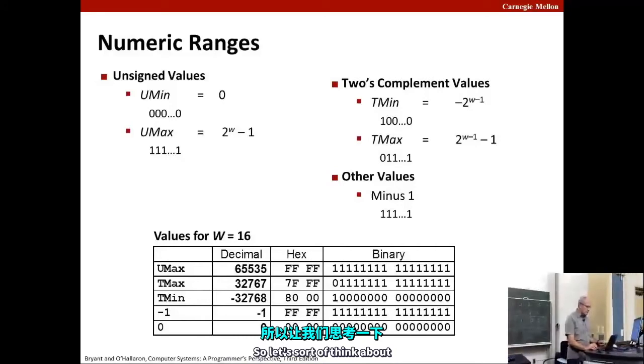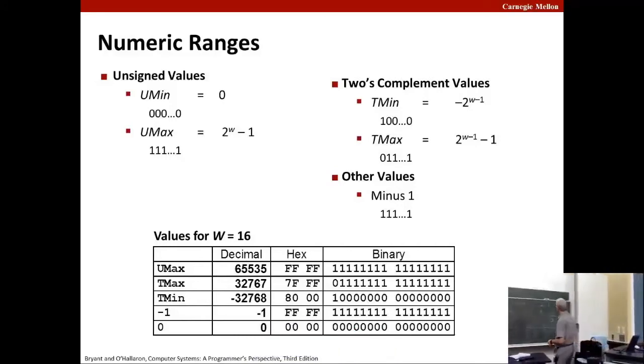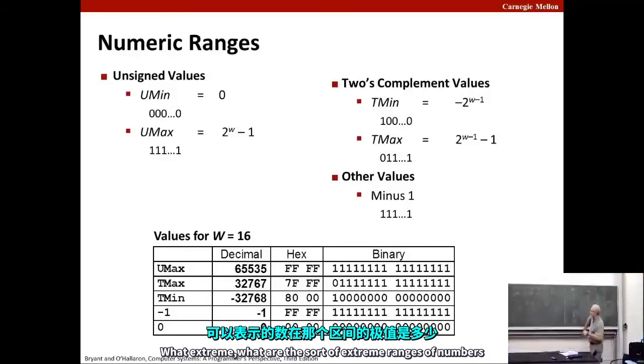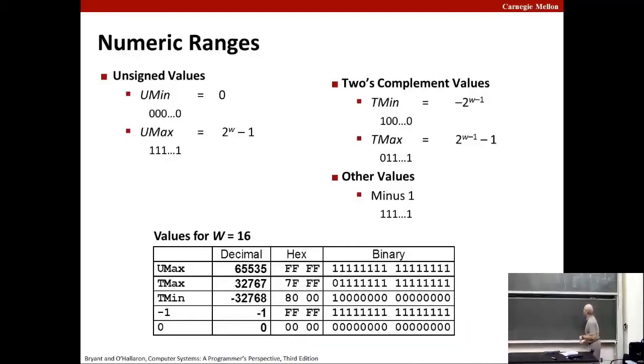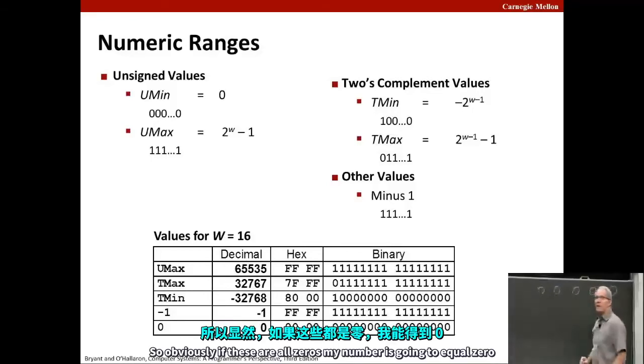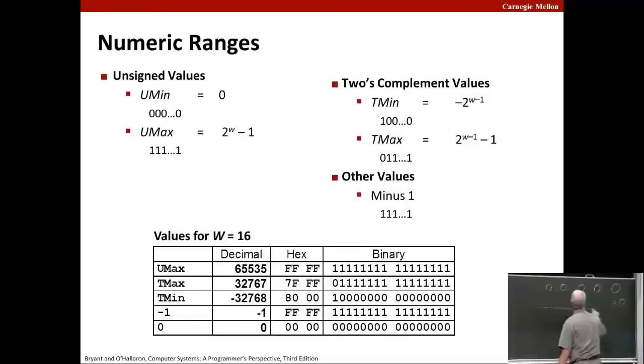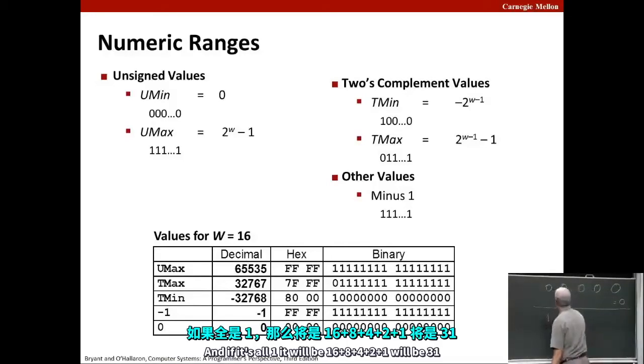So let's think about what the extreme ranges of numbers are that we can get with these two different representations. So obviously, if these are all zeros, my number is going to equal 0. And if it's all 1s, it'll be 16 plus 8 plus 4 plus 2 plus 1, which is 31.